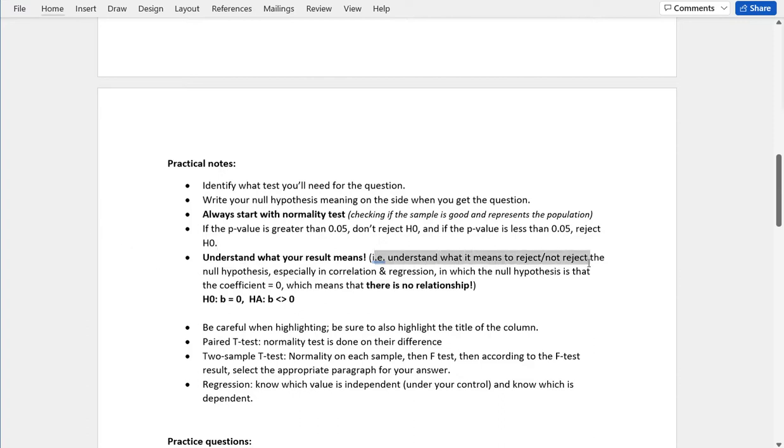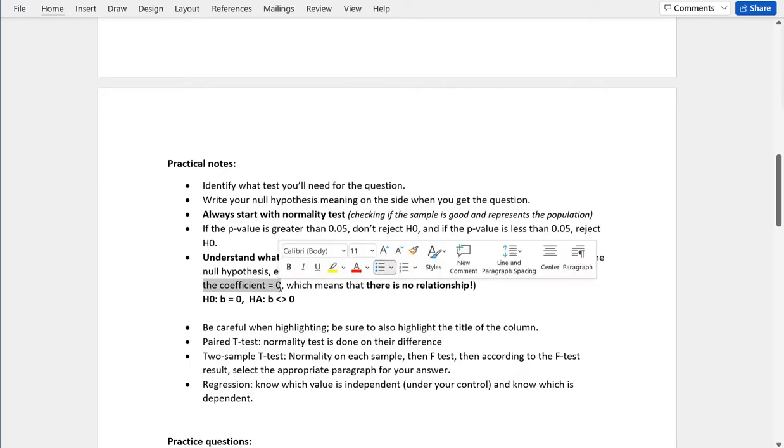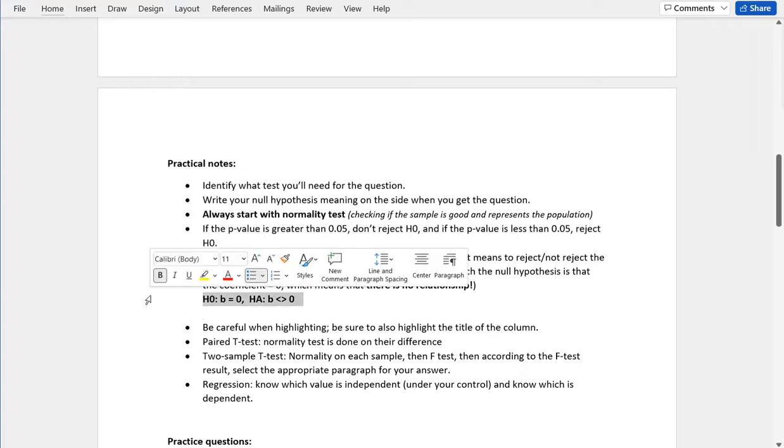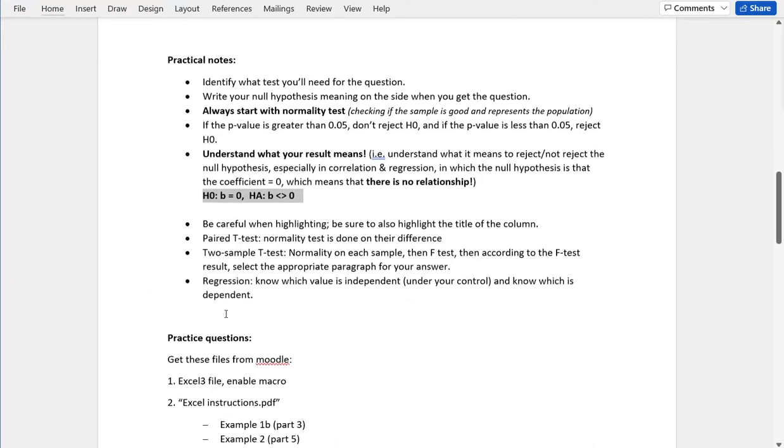So, like I mentioned here, understand what it means to reject or not reject the null hypothesis, especially in correlation and regression. Both correlation and regression have pretty much the same idea behind them, like I'd drawn over there, in which the null hypothesis is that the coefficient equals 0. When the coefficient equals 0, it means that there is no relationship, okay? H0 is that beta equals 0, and the alternative hypothesis is that beta does not equal 0, which would mean that there is a relationship. I hope that is clear, and that is all well and good.